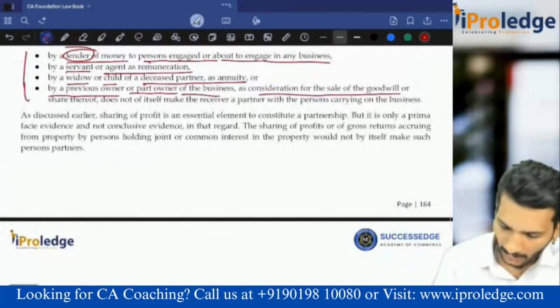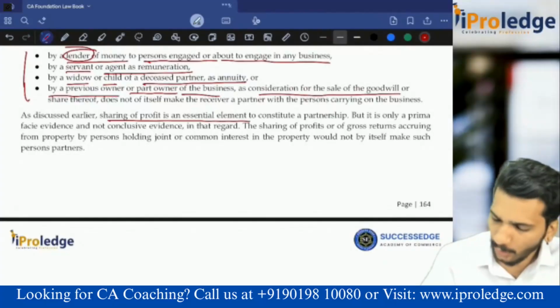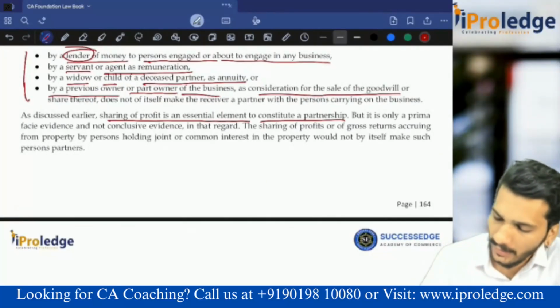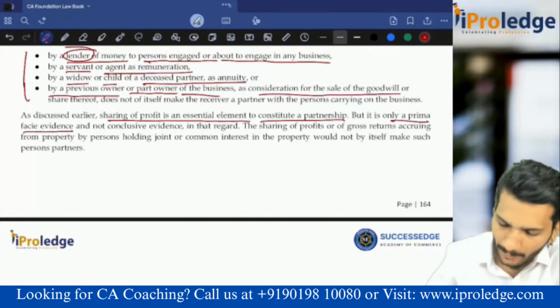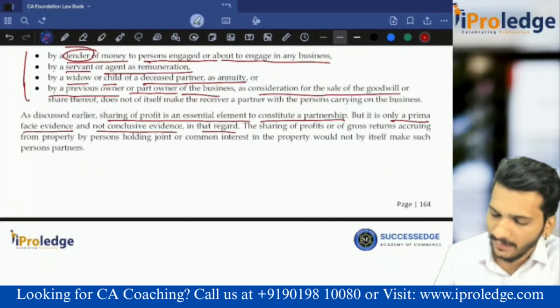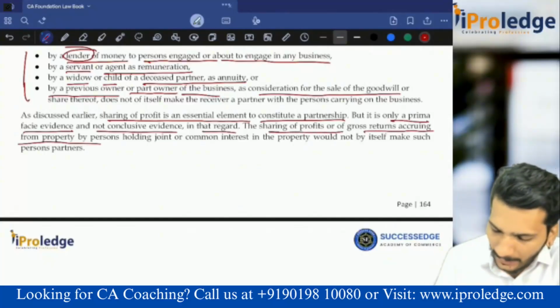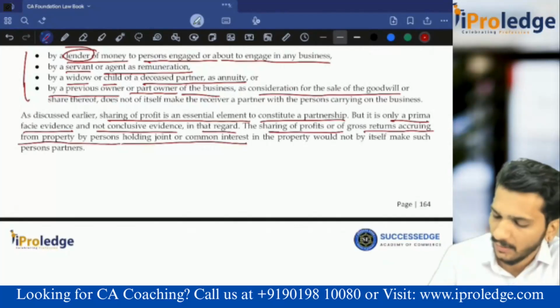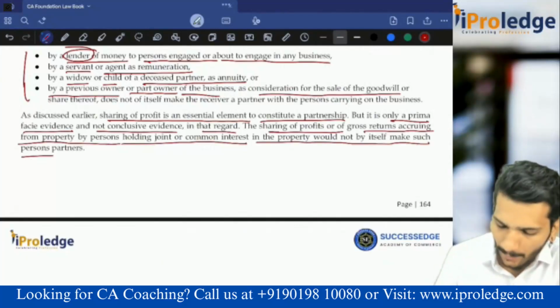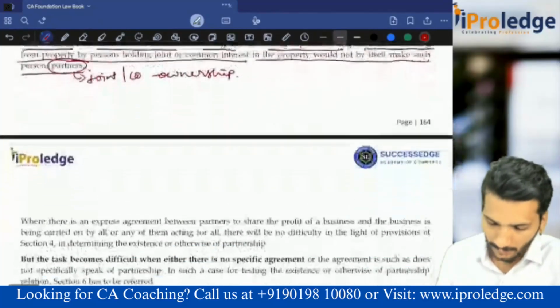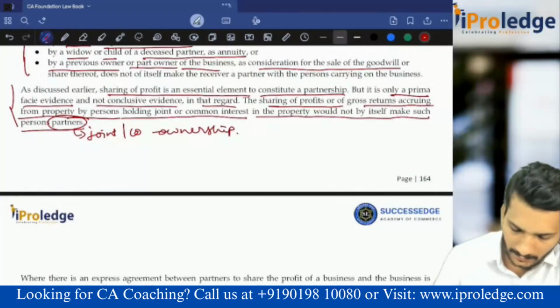Sharing of profits is an essential element to constitute a partnership, because one of the essential elements we discussed is sharing of profits. It is only prima facie evidence, primary evidence, but it is not conclusive evidence that there is a partnership firm. The sharing of gross returns accruing from property by persons holding joint or common interest in the property would not itself make such persons partners. That is what we call joint ownership or co-ownership. This is not partners, they are just co-owners.